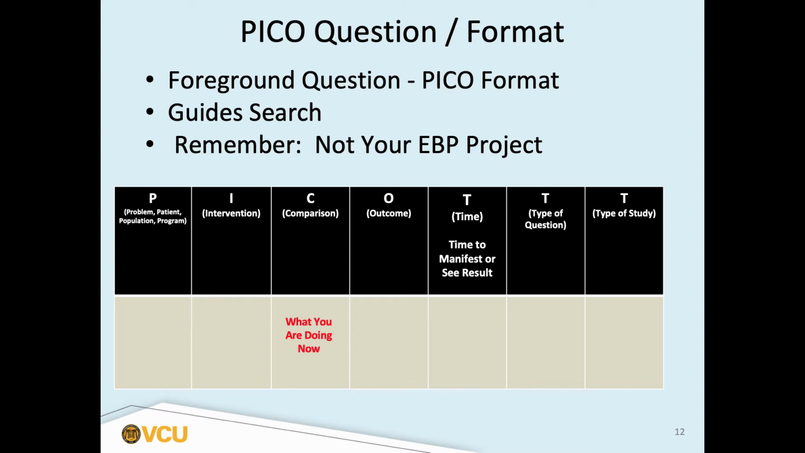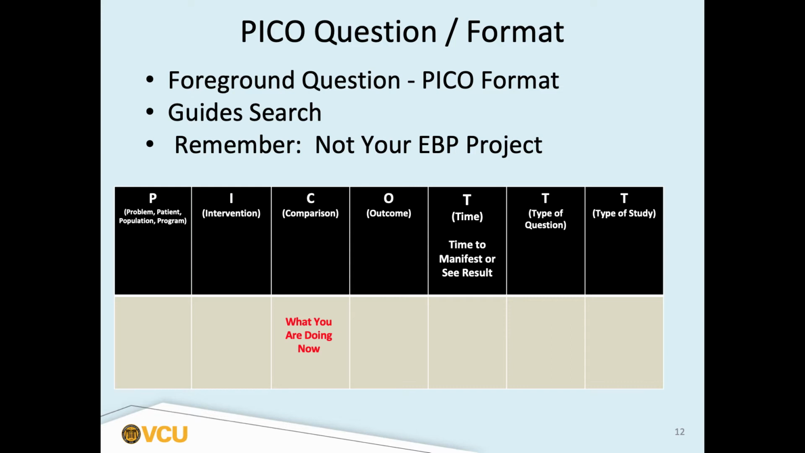So I want to highlight here that the comparison is what you're doing now and doesn't always appear when you're writing your question or doing a search because sometimes there is no comparison. But the comparison, when it's available, is what is going on now in your present situation. The O is your outcome. What is the outcome that you're wanting to explore? Occasionally you'll also have a T for time to manifest or see a result. It doesn't always exist, but when it's there, it's important that you include it because it will help you guide your search. The other two T's really are useful when it comes to doing your search.